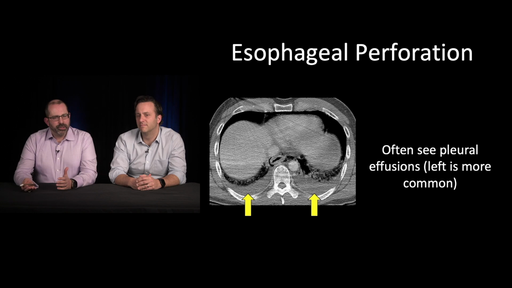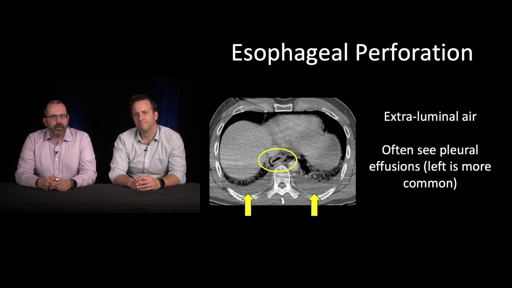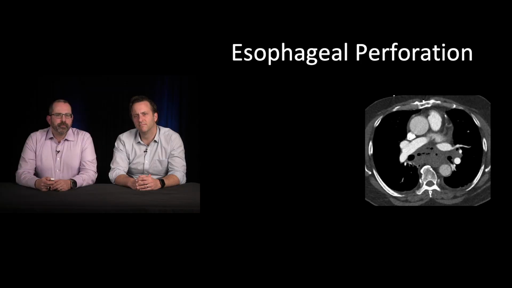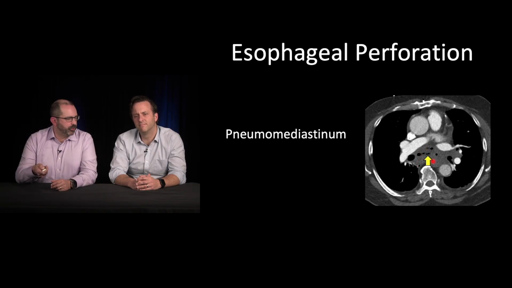The vast majority of these happen at the left lower esophagus. And so when you see changes like this, very often they're going to start to be left-sided. You see that extraluminal air. Here's another case where we see just a lot of mediastinal edema and fluid with some extraluminal air in there.